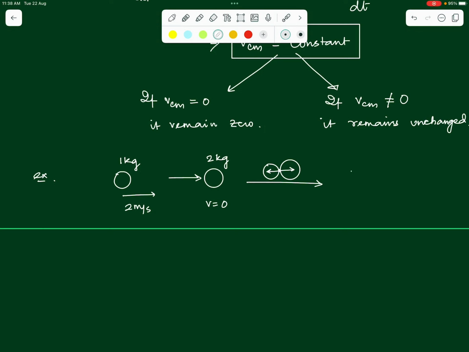Let us assume that after the collision, the 1 kg ball stops. The velocity of the 1 kg ball becomes 0 after the collision. We are supposed to find out the velocity of the 2 kg ball after collision. This is what we are supposed to find out.